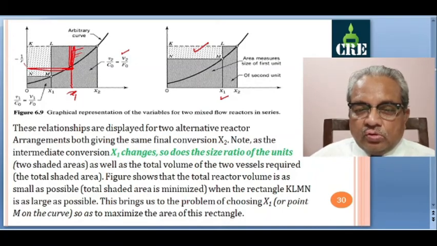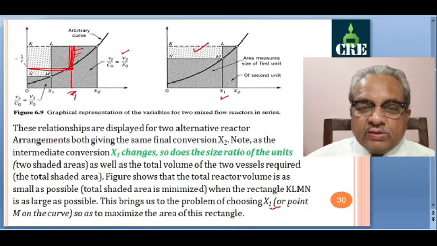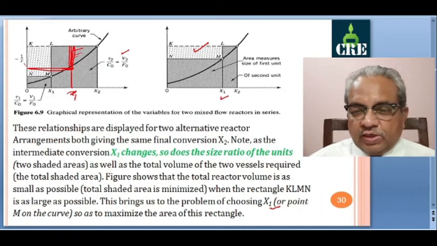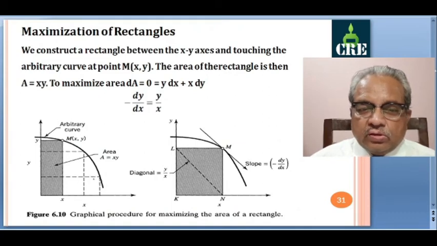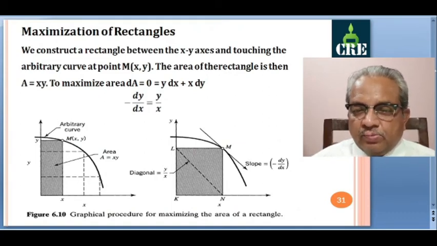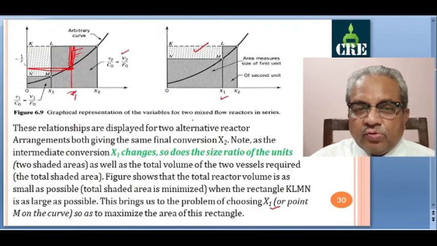So we have to solve the problem by choosing x1, or some point M on this curve. You have to choose it such that it maximizes the area of this rectangle. So this is called the method of maximization of rectangles, and this can be done easily. Some arbitrary curve is considered. This can be convex, this can be concave. Here we are considering a different curve.